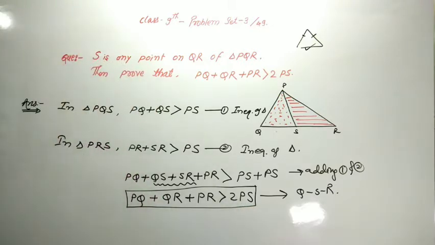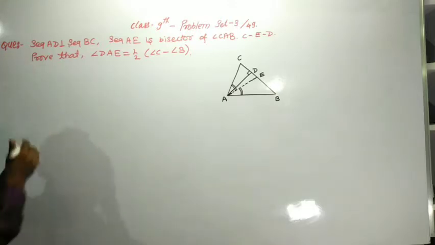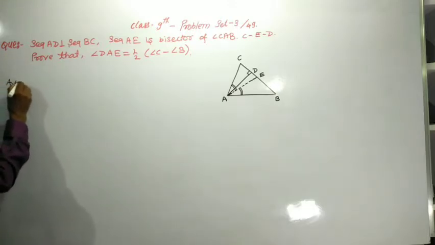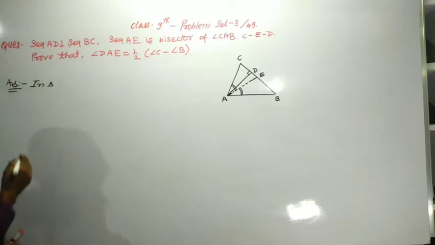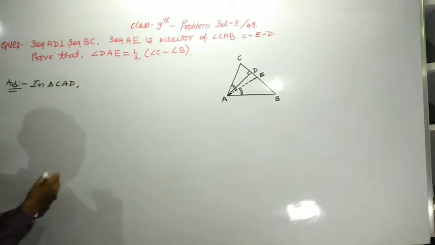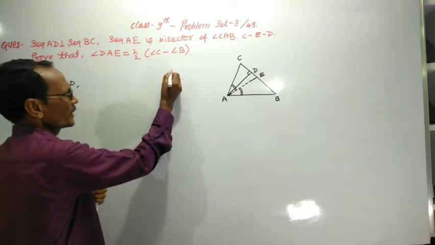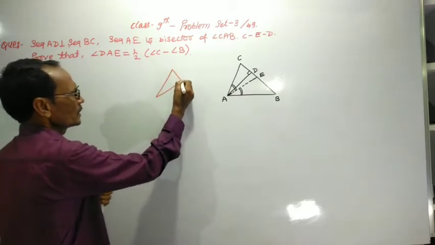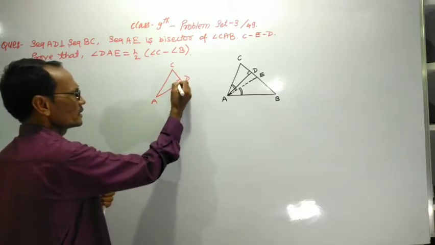Right, now for this question, I can write the answer like this. In triangle CAD, what about this triangle? I can draw a small figure right here. This is CDA, angle D is 90 degree.